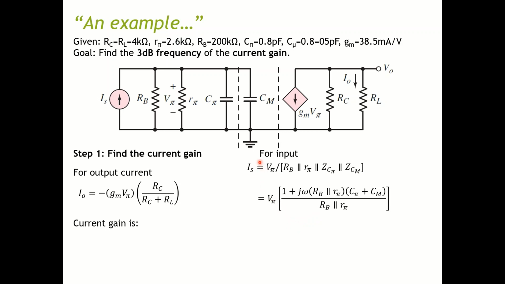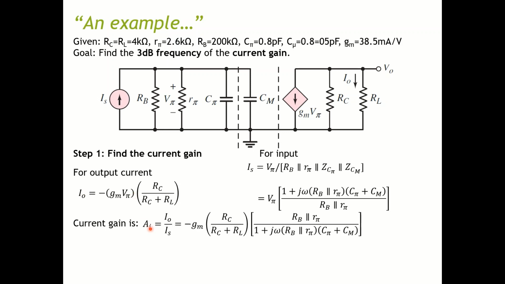So now you have the expression for input related to V pi, and the expression for output related to V pi. You can divide one by the other and cancel out V pi. That's how you have these terms in here.